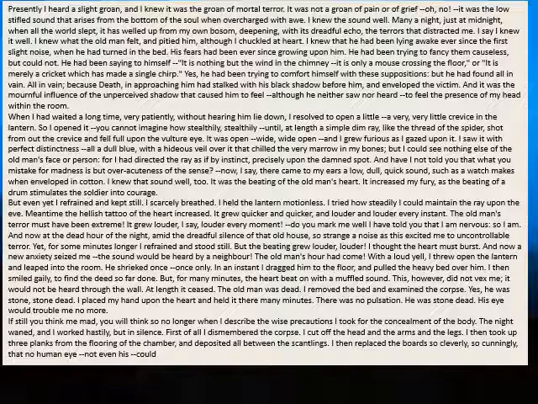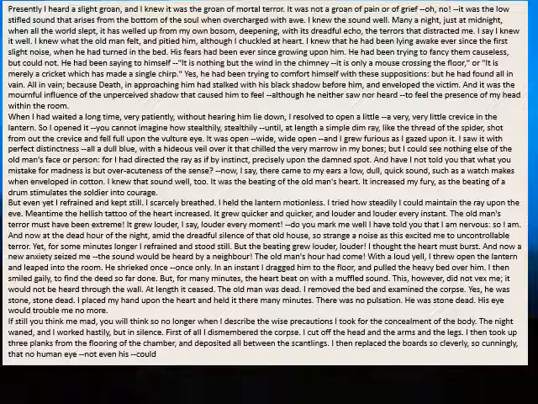I knew that he had been lying awake ever since the first slight noise when he had turned in the bed. His fears had been ever since growing upon him. He had been trying to fancy them causeless, but he could not. He had been saying to himself, "It is nothing but the wind in the chimney. It is only a mouse crossing the floor, or it is merely a cricket which has made a single chirp." Yes, he had been trying to comfort himself with these suppositions, but he had found it all in vain, because death, in approaching him, had stalked with his black shadow before him and enveloped the victim, and it was the mournful influence of the unperceived shadow that caused him to feel, although he never saw nor heard, to feel the presence of my head within the room.